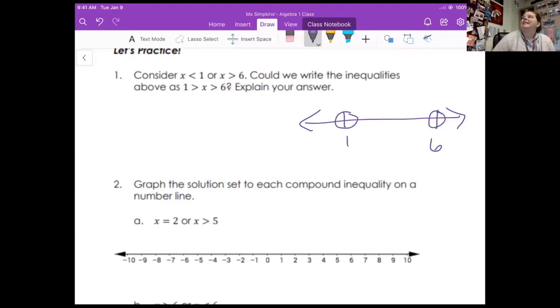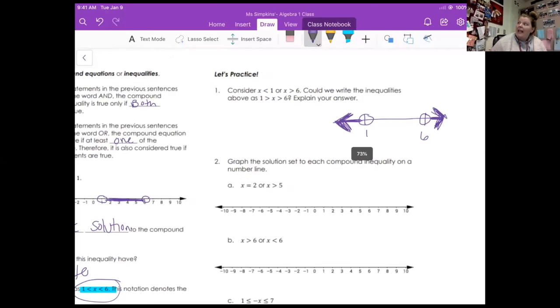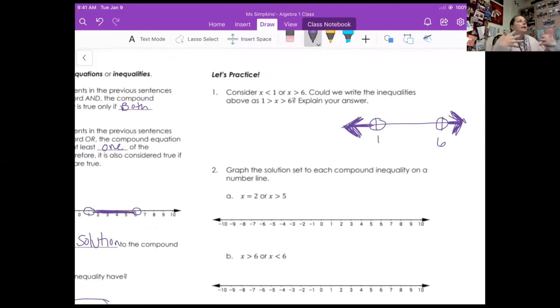x is less than 1 is our first inequality. So if we're less than, we're going to shade to the left. And if we are greater than 6, we want to shade to the right. So I want you to see the difference between an and graph and an or graph. An and graph is graphed between the numbers, an or graph is graphed away from those numbers.